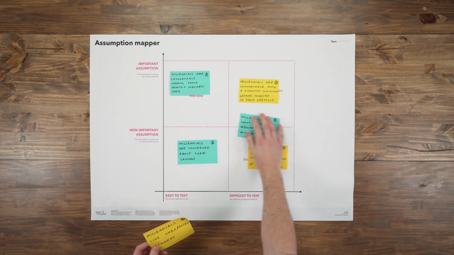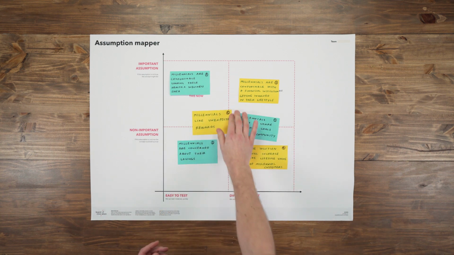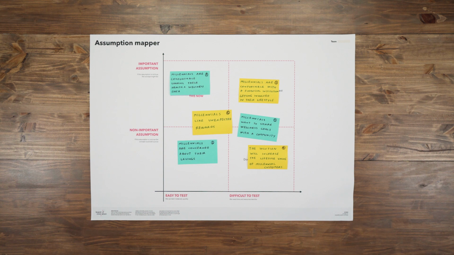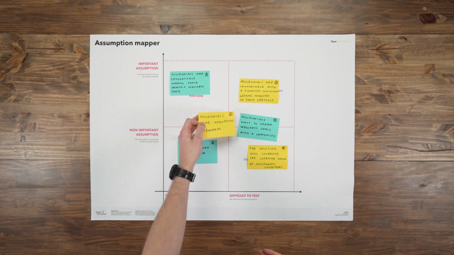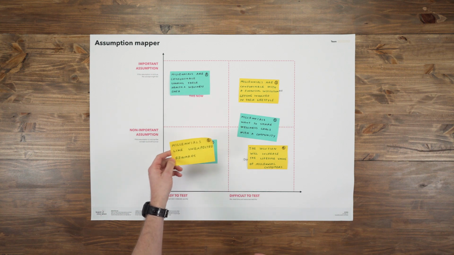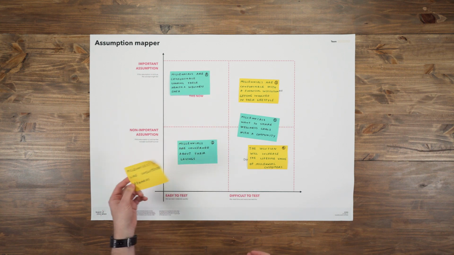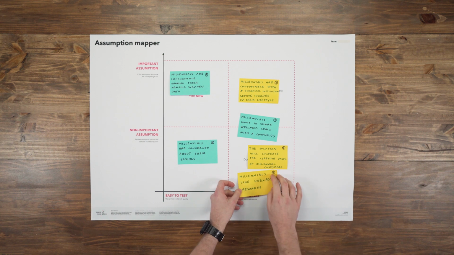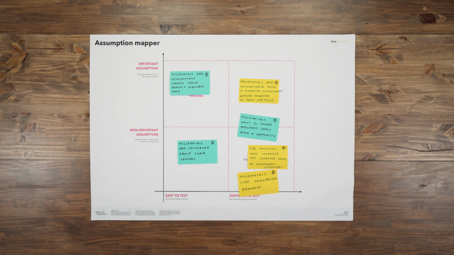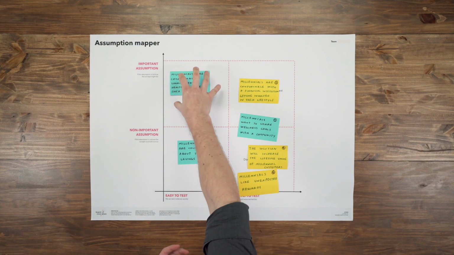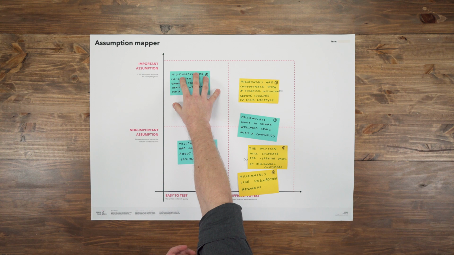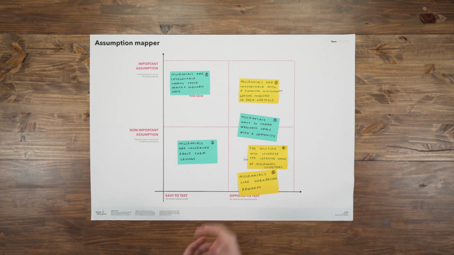The real key to using this tool is to challenge each other and to be really brutally challenging each other. Have really difficult conversations. If you don't think that this assumption is here, millennials like unexpected rewards. If you think that's not important and it's difficult to test, put it down here. Take them off, challenge each other, have really difficult conversations, because it's so important that you get the critical assumptions here that are most important and most easy to test, and it's not an easy discussion to have.